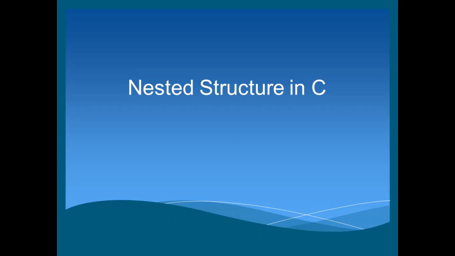Now, how to declare a structure variable? We write the struct keyword, the name of the structure, which is student, and the name of the variable, taken as s. Struct student s. This is the structure variable.